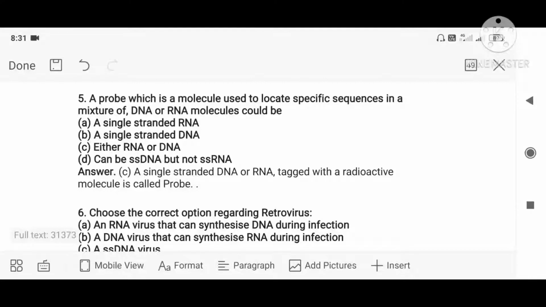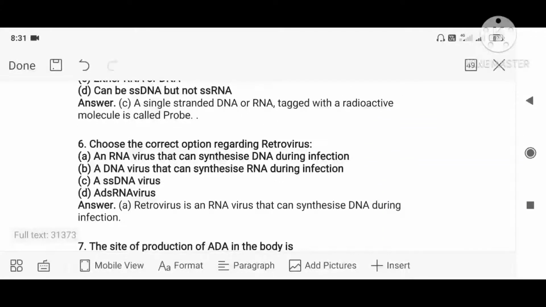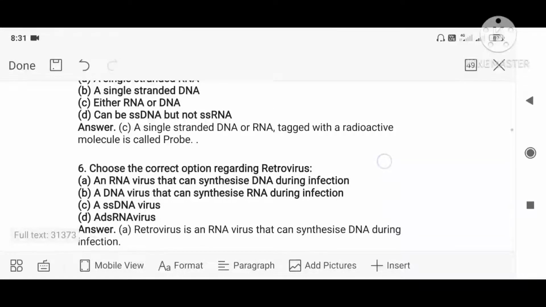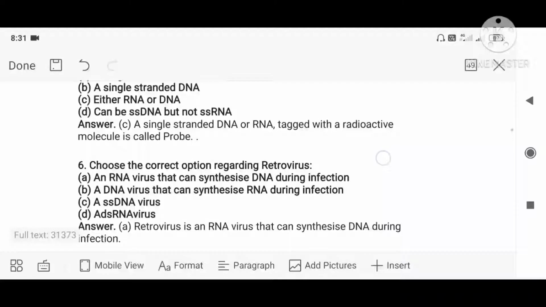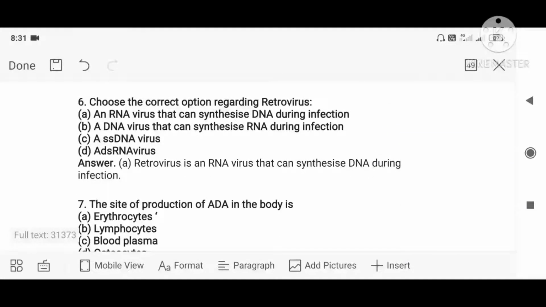It can be either a single stranded DNA or RNA with a radioactive molecule, which is called what? A probe. Okay. So, the answer will be C. It can either be a single stranded RNA or single stranded DNA, tagged with a radioactive molecule, called a probe. Now, the sixth question, choose the correct option regarding retrovirus.